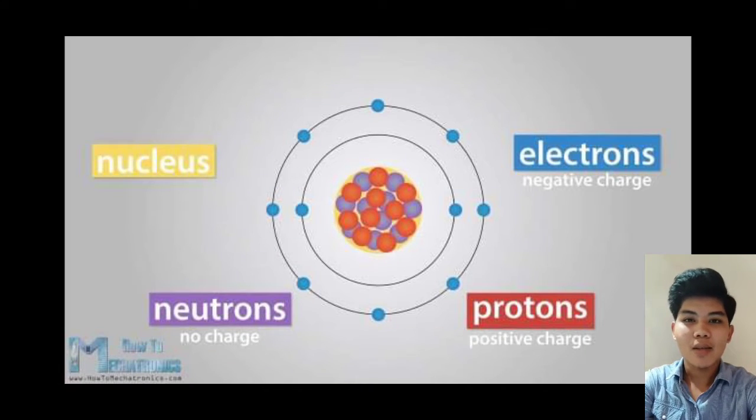Sa gitna ng atom ay may tinatawag na nucleus. It consists of neutrons, which have no charge, protons, which have positive charge, and also the negatively charged particles called electrons. The protons and neutrons are positioned in the center of the atom, while electrons circulate around the nucleus in constant motion. The electrons are much lighter than protons and neutrons, and they can move very easily with almost the speed of light.